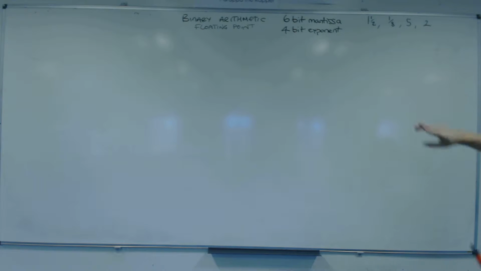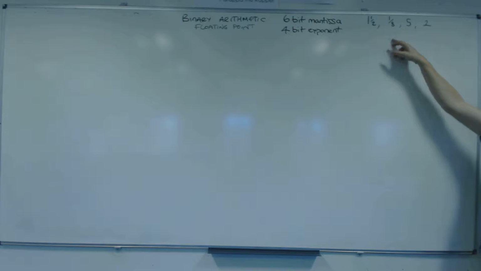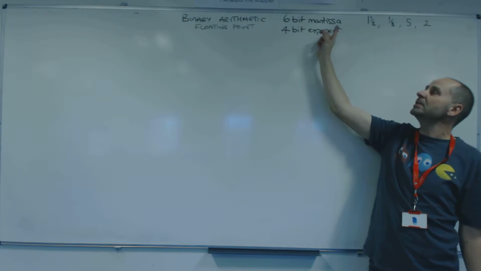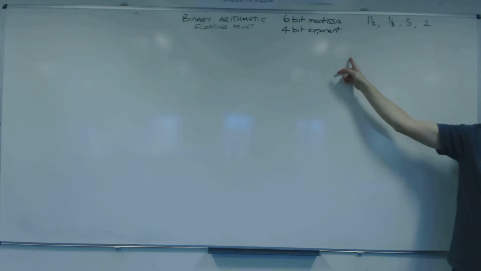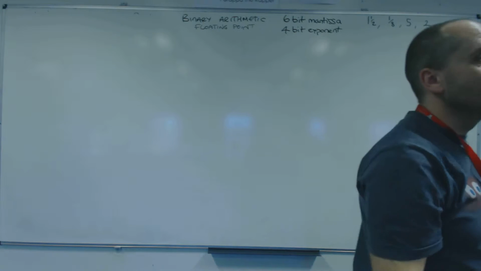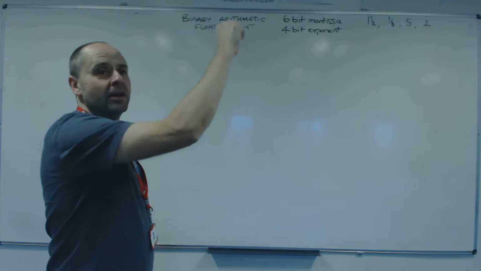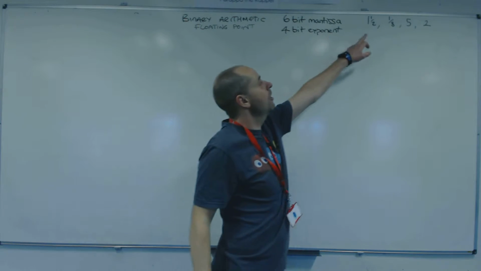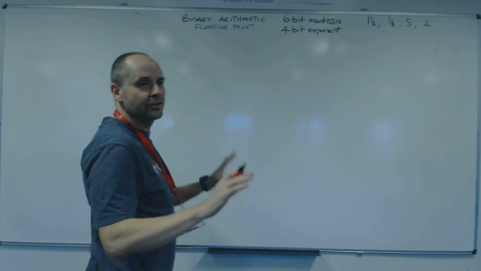Right, okay, so we've got 1.5, an 8th, 5 and 2, and we want to write those in the format 6 bits for the mantissa, 4 bits for the exponent. Okay, so the starting point when we're going from a decimal representation to a floating point is to just try and write down the number first.